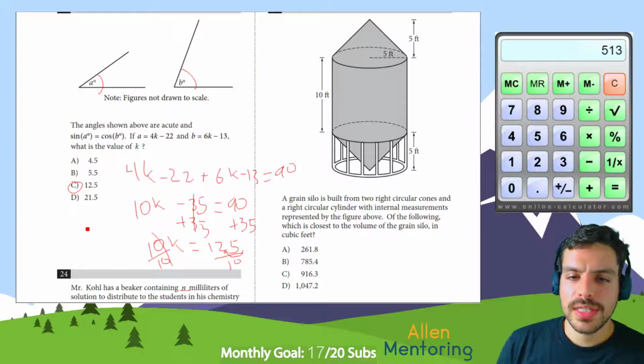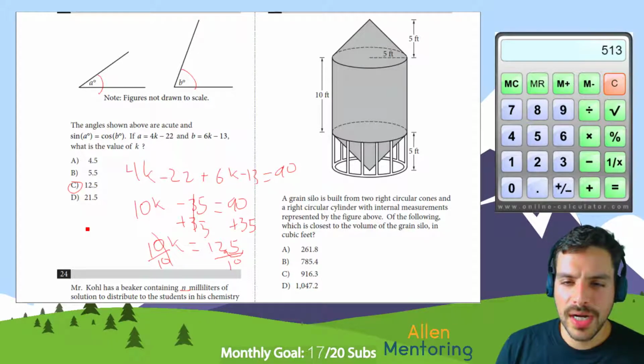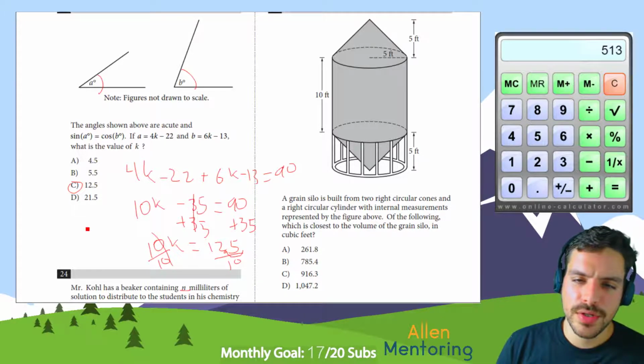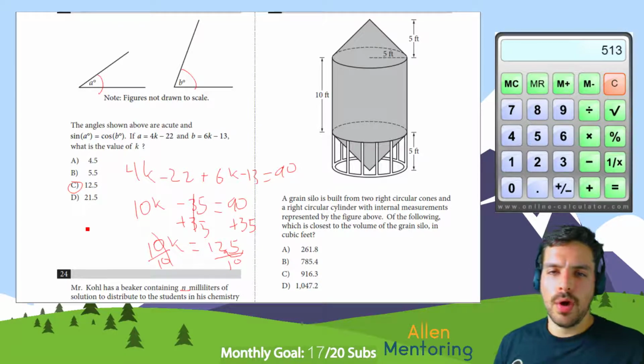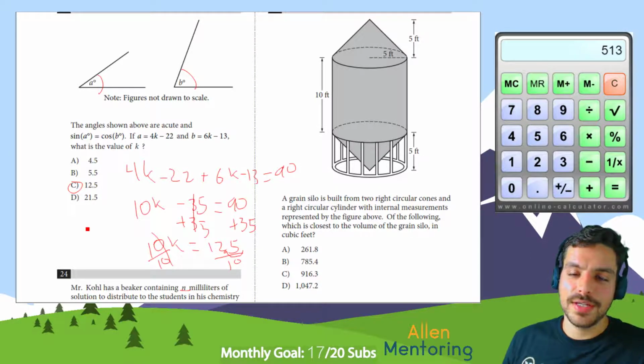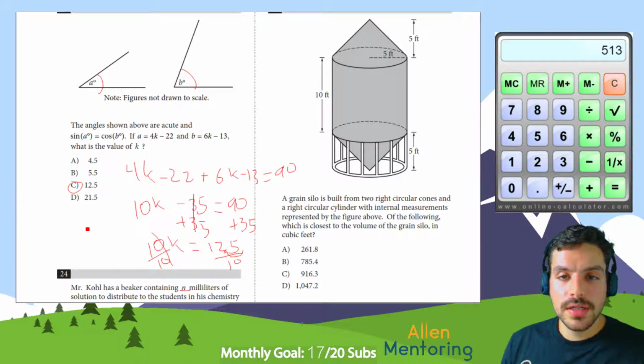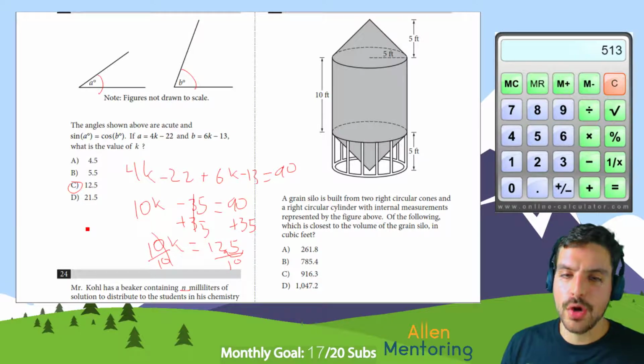A grain silo is built from 2 right circular cones and a right circular cylinder with internal measurements represented by the figure above. The following, which is close to the volume. All right, so all this is really challenging us to do is remember what the volume of a cylinder is and a volume of a cone.